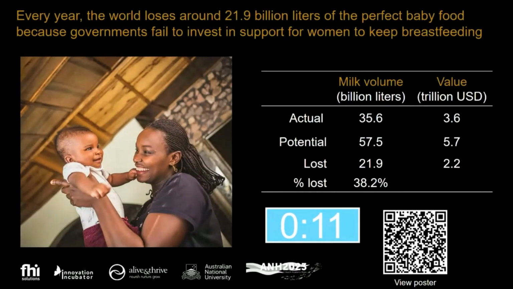Governments and statistical agencies should count human milk production in economic statistics. Read our paper in Frontiers in Public Health and enjoy our poster.